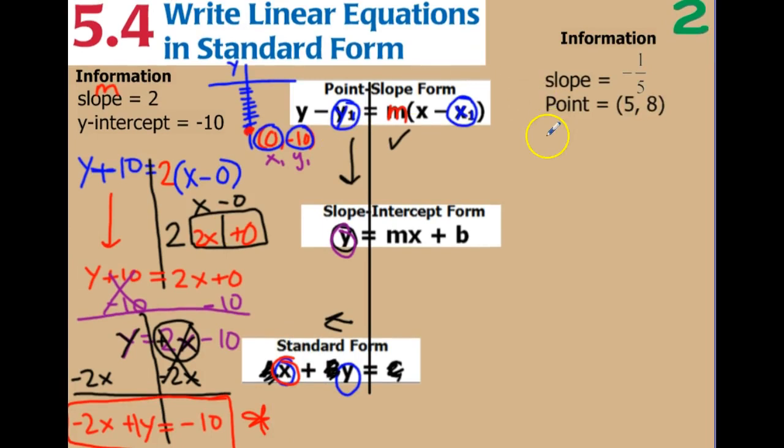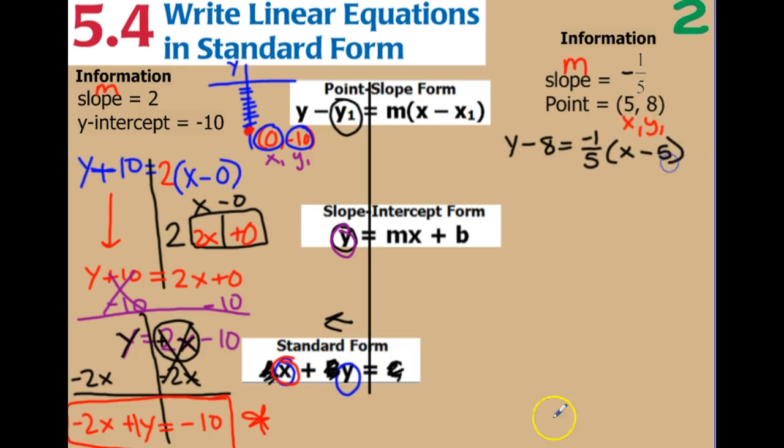So let's try the next one. This one, they tell us our slope, m, and it's a little bit easier because they give us our point x and y that we can plug into our point slope form over here. So let's write out what we have. We have y minus y1, which is really 8, equal to our slope. That's a negative right there. This is a negative 1 over 5. And then in parentheses, x minus x1, which is 5.